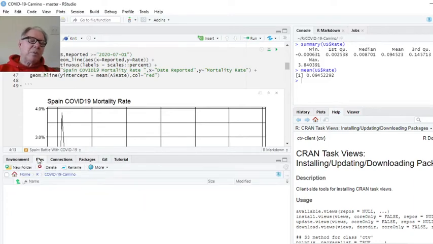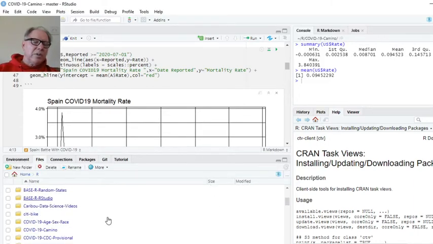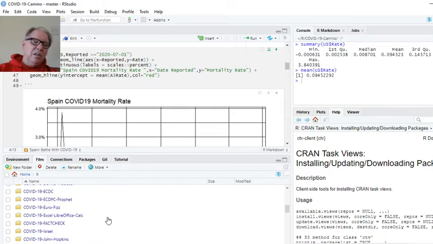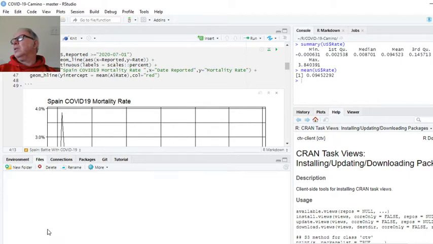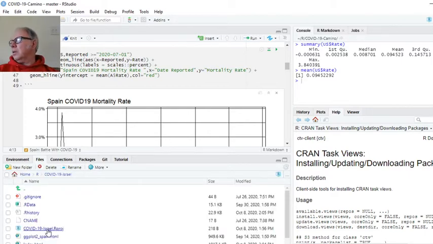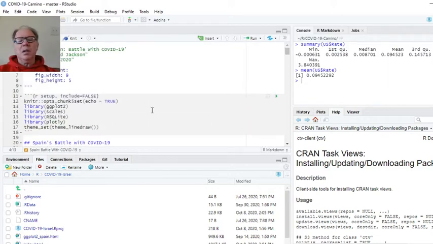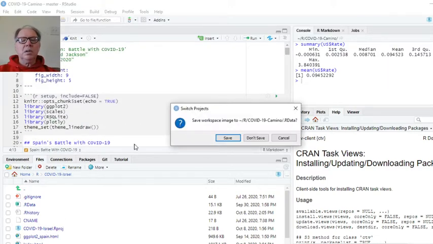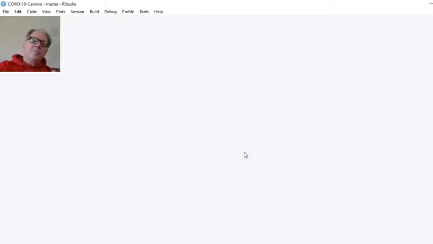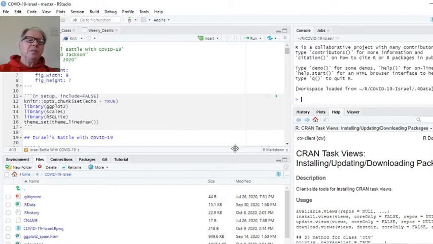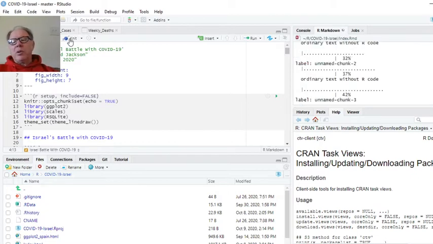Okay, let's move on to our second report. This should be for Israel, I believe. Okay. Israel. Okay, let's go ahead and run a report for the nation of Israel.